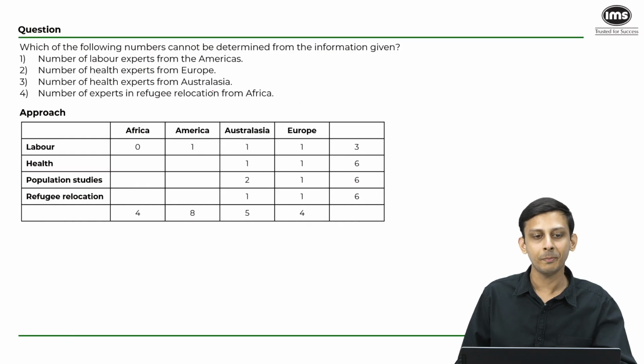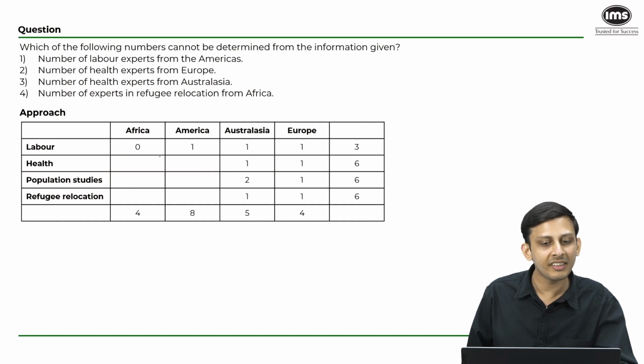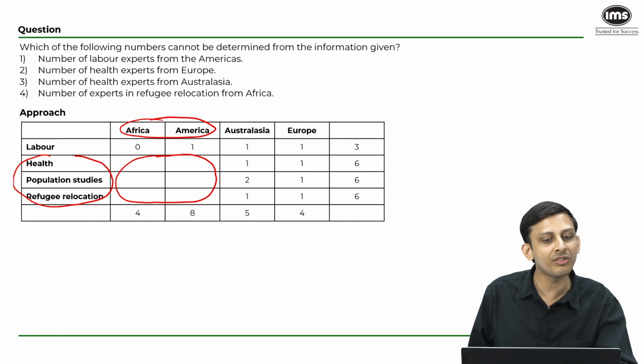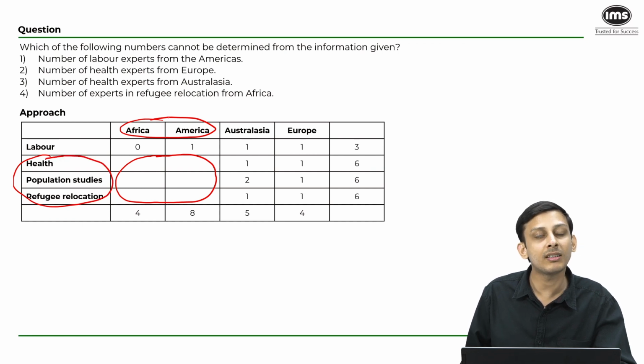Now in this question, which of the following numbers cannot be determined from the information given? Before even looking at the options, let's get an idea of which values we couldn't find out. So we can see we couldn't find out these values. Now these values are for Africa and America, and they are for health, population studies and refugee relocation. So we will look at the similar, related options.